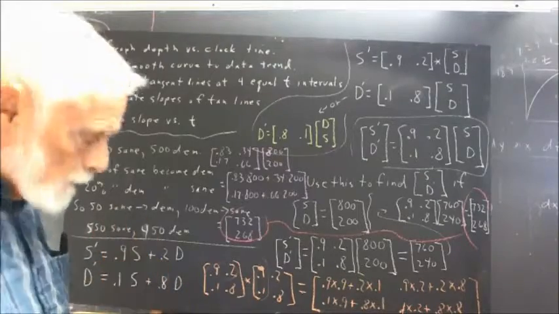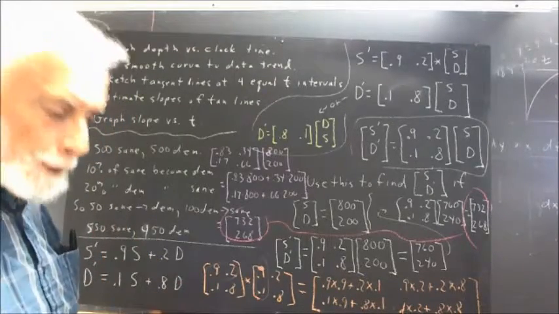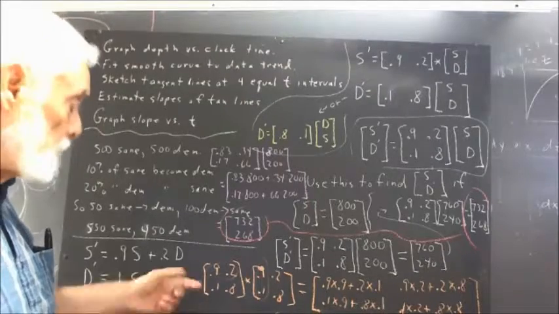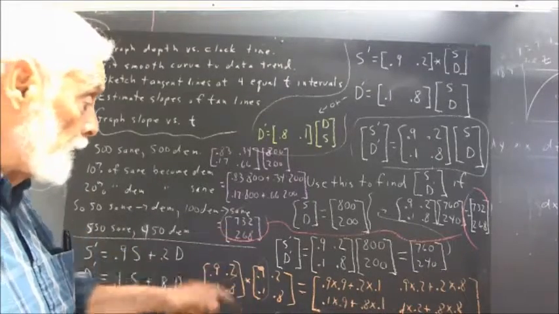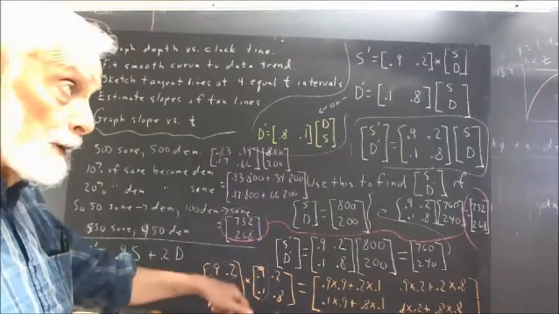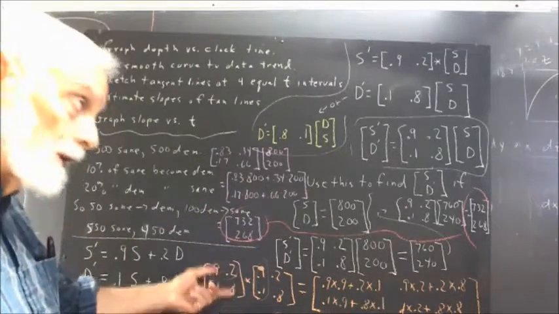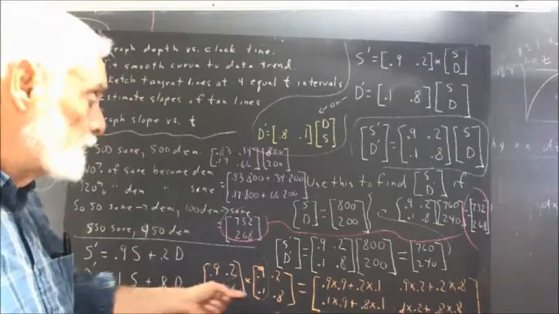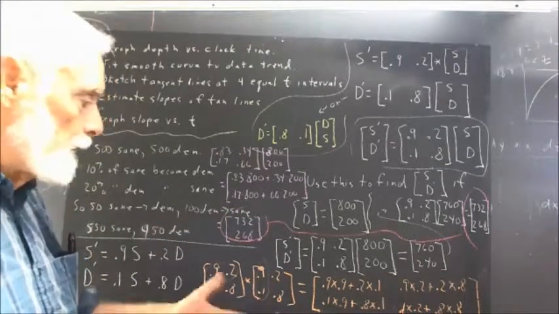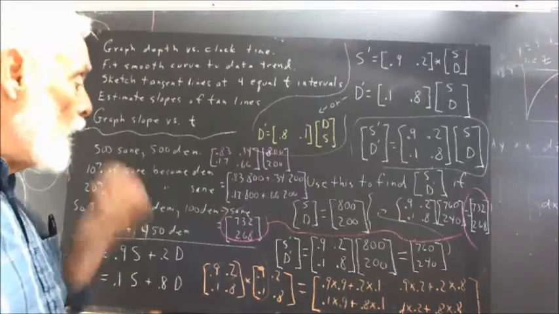Well, the question becomes, which row times which column? Well, every possible combination. So that means the first row is going to multiply the first column, the first row is going to multiply the second column, the second row is going to multiply the first column, second row will multiply the second column. Now the question then is what to do with those numbers.